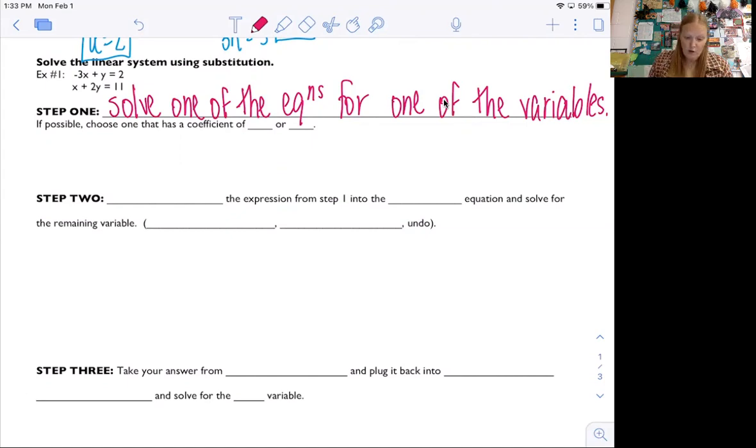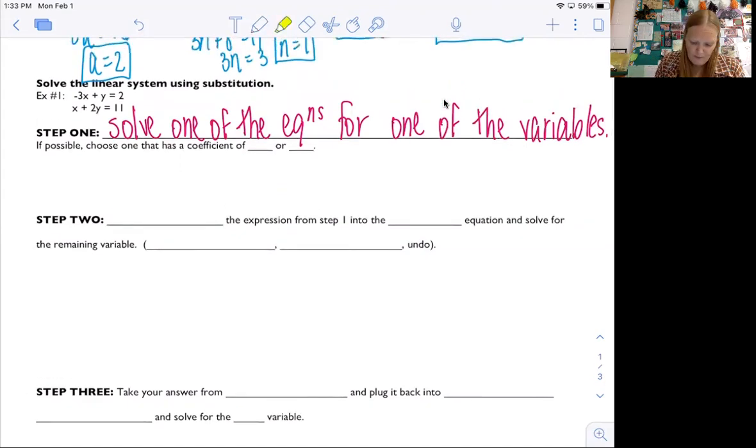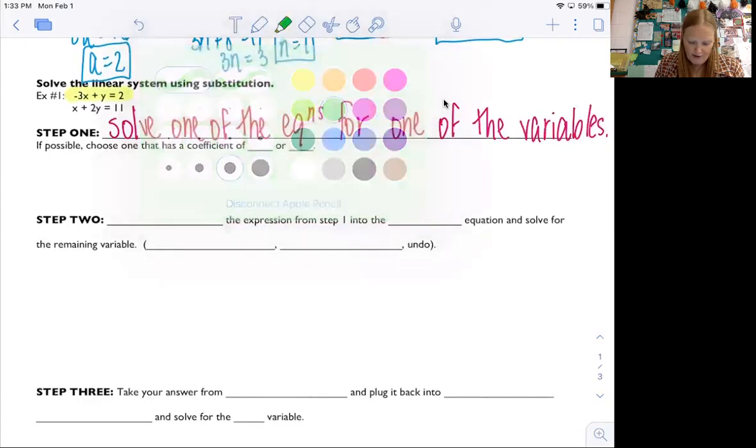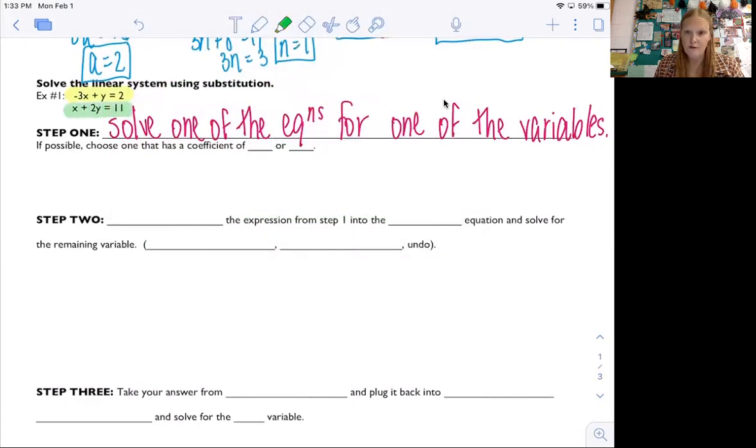Okay, so we have a couple of options here. In equation 1, I could get the x alone or the y alone. In equation 2, I could get the x alone or the y alone. That's 4 options. 2 of those options are easier than the other 2. Can you tell what they are?